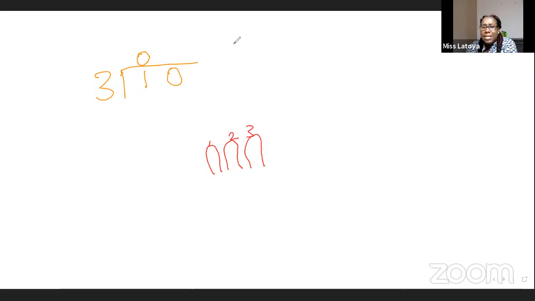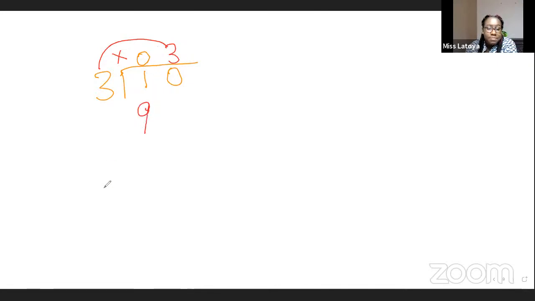Where do I write that 3? On top. What do I do next? I multiply. So I'm going to multiply 3 times 3. 3 3s are 9. Now, the question is, where am I going to write that 9? Am I going to write that 9 here? Because if I do that, I'll get it wrong. I am going to write that 9 here.